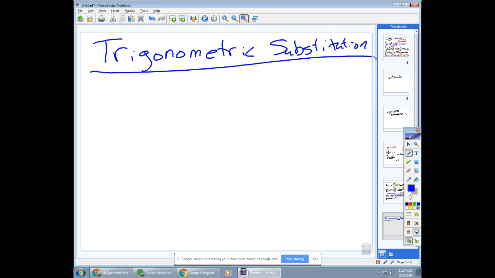Okay, so trigonometric substitution is just a special kind of substitution based on the Pythagorean theorem. And the Pythagorean theorem actually has sines and cosines hiding inside of it. Okay. With me? Maybe? Sort of?